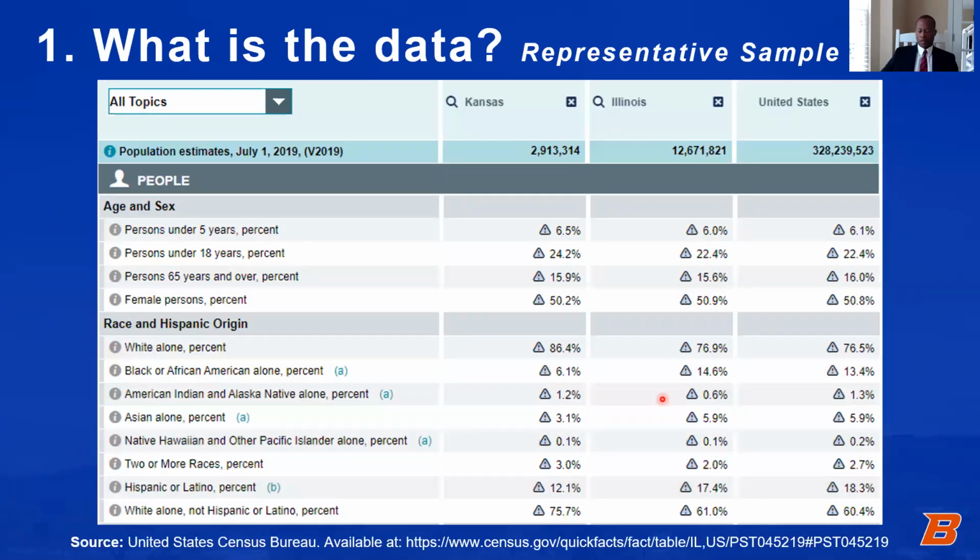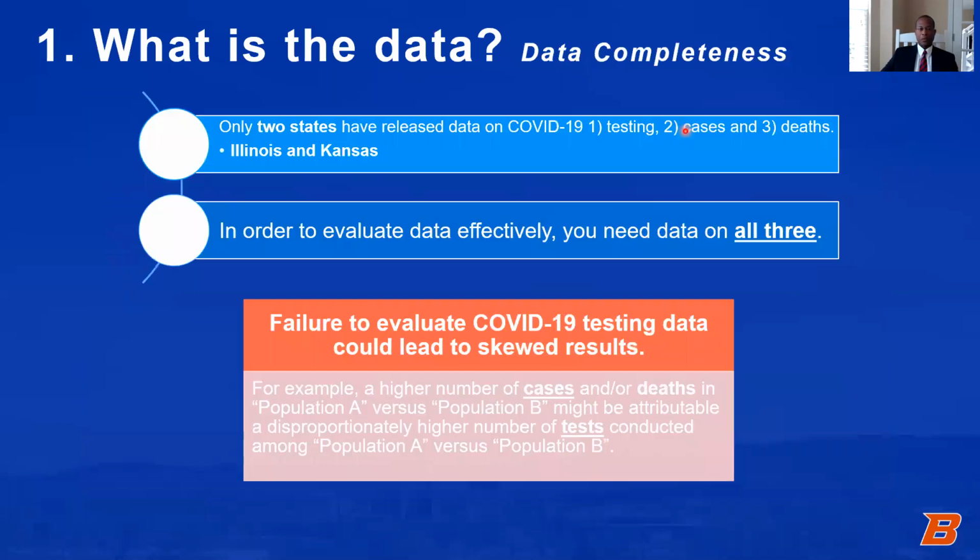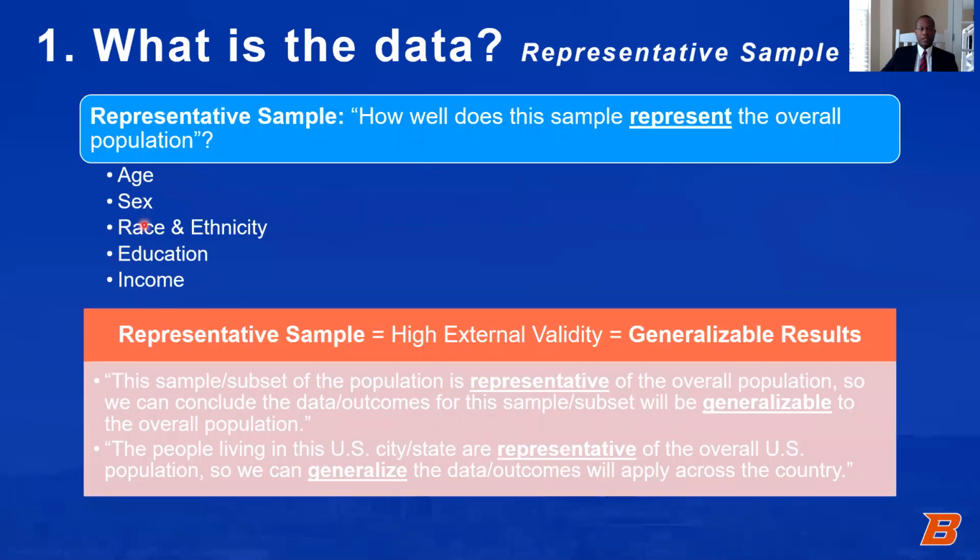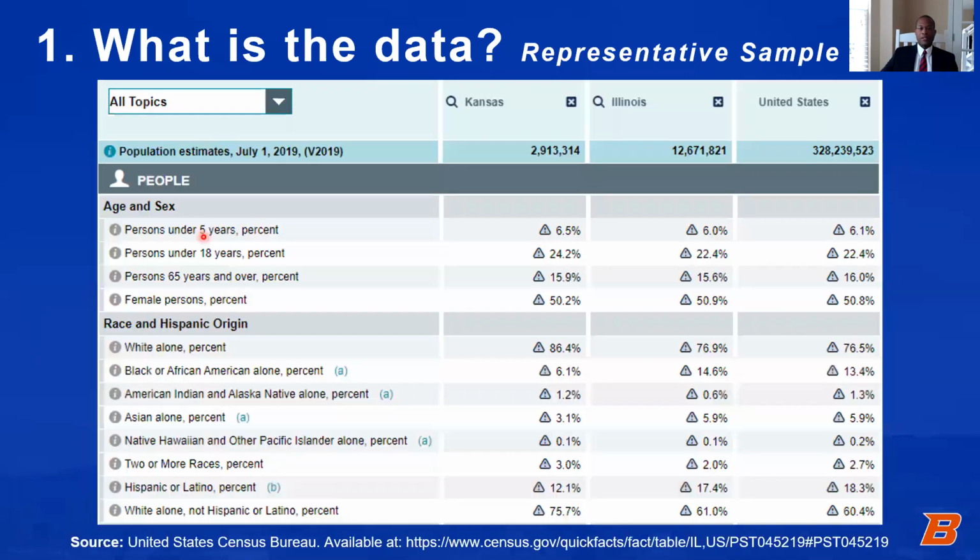And so looking at the 2 states that we had, Kansas and Illinois, in order to make sure that we have a representative sample, we want to look at some of those demographics that we discussed earlier, right? Age, sex, race, ethnicity, education, income. So this is just a snapshot from census.gov, real-time census.gov. Quick Facts, great information there, great demographic and socioeconomic information there.